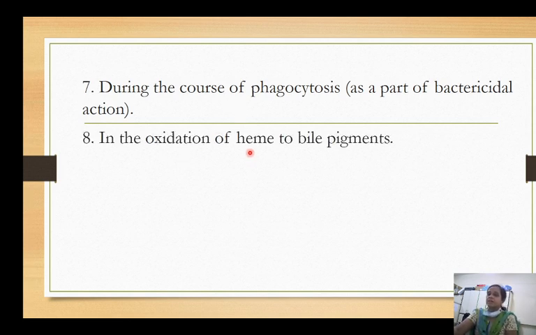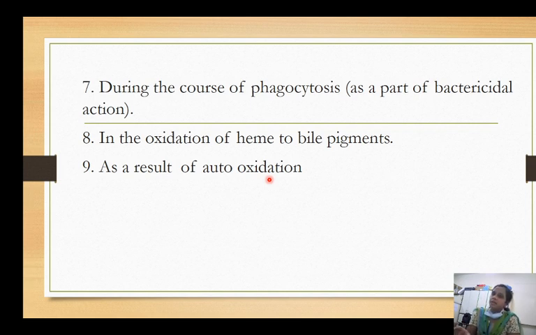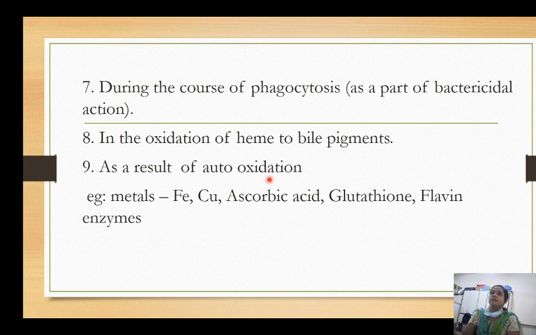In oxidation of the heme, when the heme is getting oxidized to further products such as bilirubin and biliverdin, in the first step there will be production of hydrogen peroxide as a result of auto-oxidation. What do you mean by auto-oxidation? The particular substance will undergo oxidation by itself, like metals such as iron, copper, ascorbic acid, glutathione, flavin enzymes. Why do they want to get oxidized by themselves?